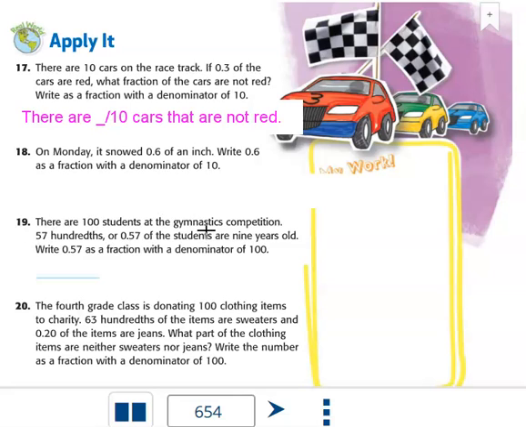Okay, there are 100 students in the gymnastics competition. 57/100 or 0.57 of the students are 9 years old. Write 57/100 as a fraction with a denominator of 100. And I could make it in the competition if I had more room to write that. So that's how those should be looking in their sentence answers that I expect for you to write.